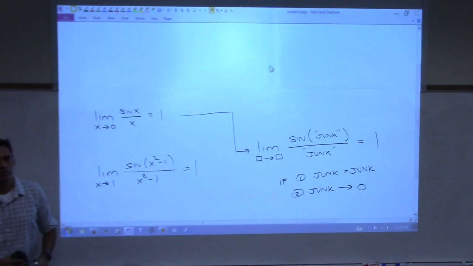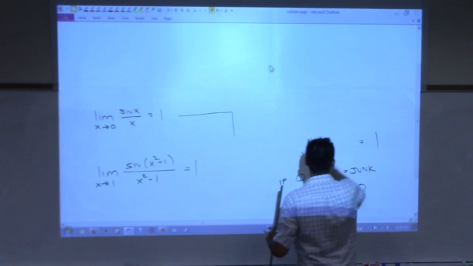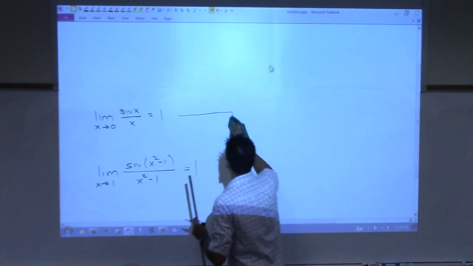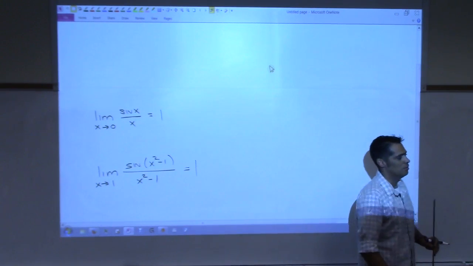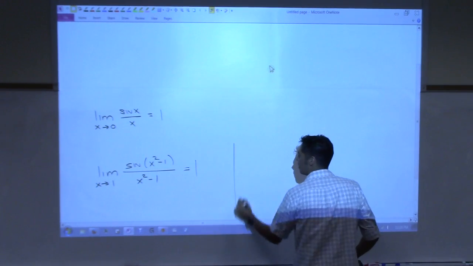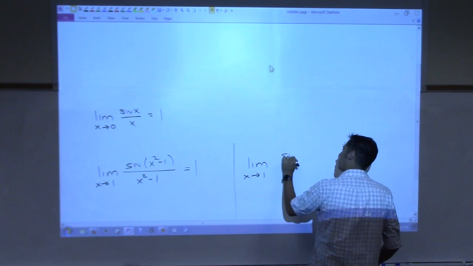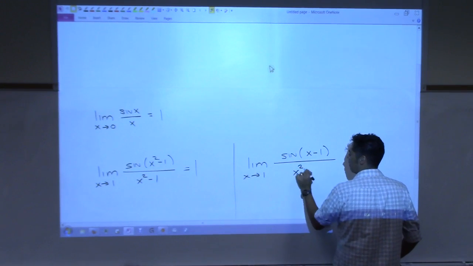Got it? Let me show you something that wouldn't work, just so you can kind of see some danger spots here. So it must equal that? Must equal what? That. Technically, no. Because look, let me give you this example. Just change that one up just a little bit. Sine of x minus 1 over x squared minus 1.